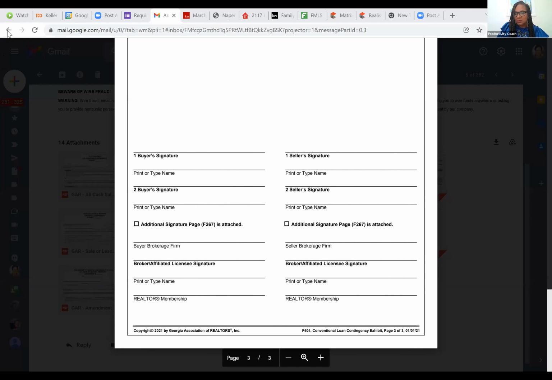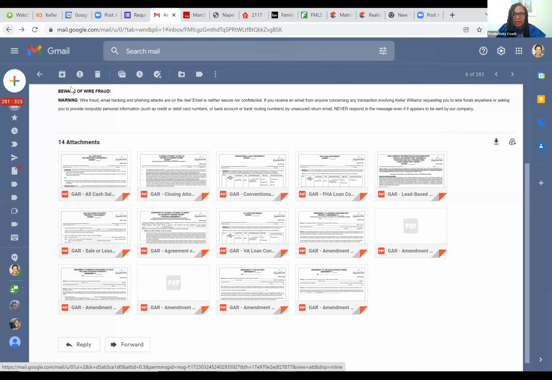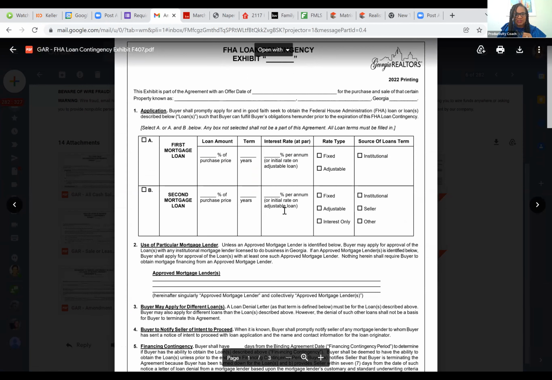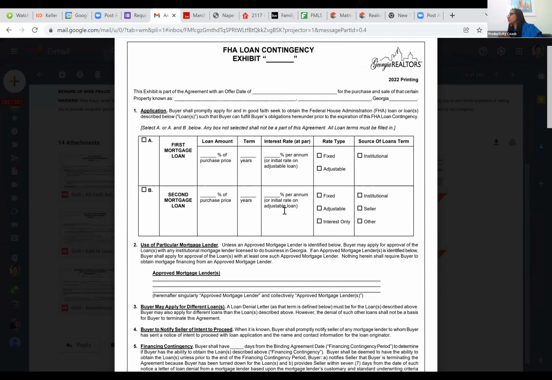So let's take a quick look at the FHA contingency. All right. Share screen. I'm watching the time. Hang on one second, guys, so I can plug my computer up. All right, look at the FHA contingency, and I'm going to point out to you the major difference on here. For those who are new, for those who are experienced and have closed a bunch of loans, you already know what I'm going to point out.